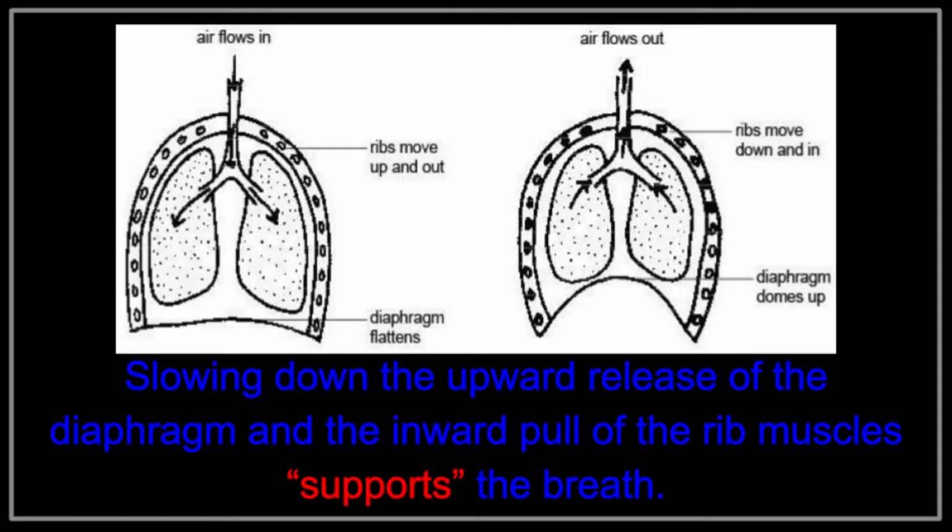During inhalation, the abdominal muscles relax so that the diaphragm can move downward. At the same time, the ribs expand outward. The extra space this creates invites air into the lungs. When you exhale, the opposite happens. The diaphragm releases upward and the ribs are pulled back in. Slowing down the upward release of the diaphragm and the inward pull of the rib muscles supports the breath.